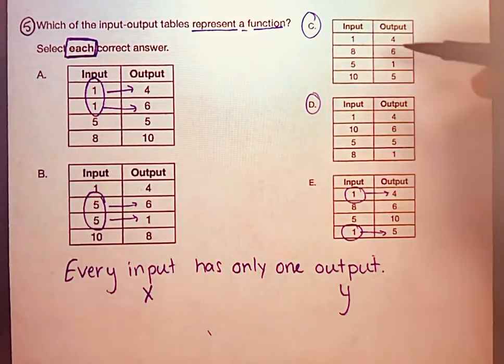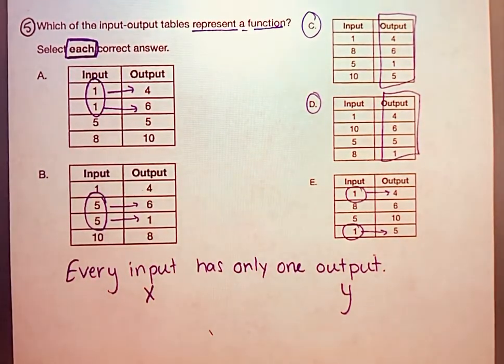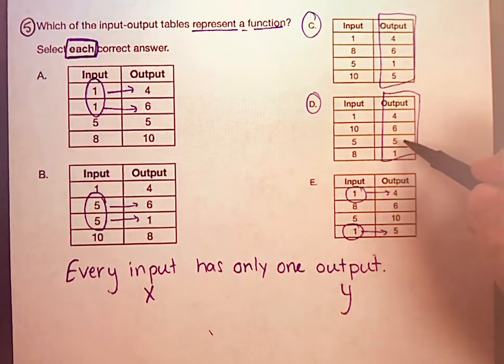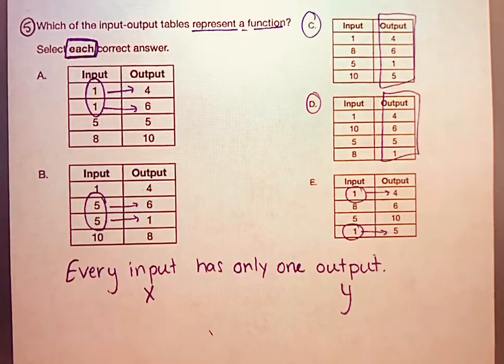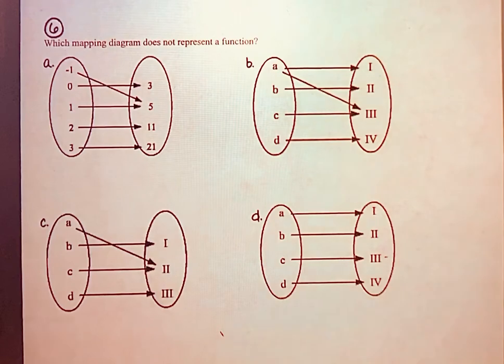Now notice that I didn't really look at these output values because they don't matter. They truly don't. Your outputs can all be the same. You could have 4, 4, 4, 4 here, and it would still be a correct answer. So make sure you understand that. I want you to try this next question on your own. So go ahead and press pause and try that one on your own.